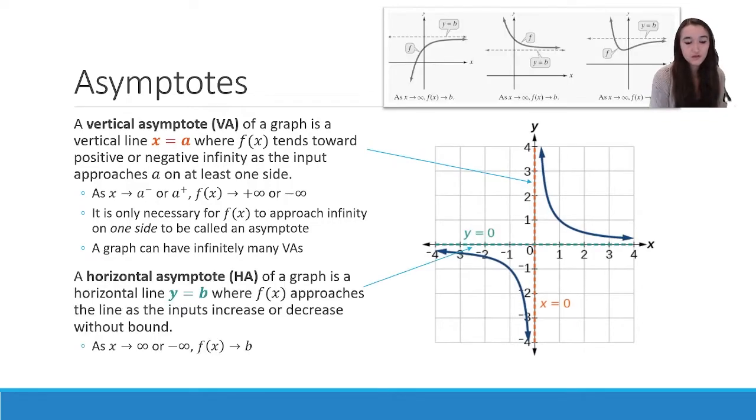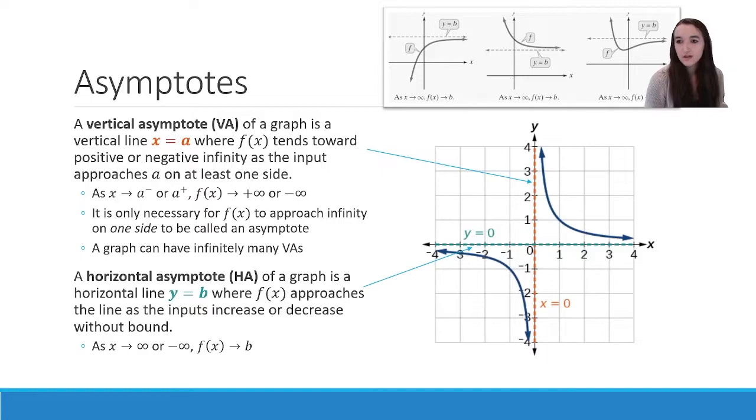Now the flip side of that is called the horizontal asymptote, or abbreviated to HA. And this occurs at the line y equals b, where f of x approaches the line as the input increases or decreases without bound. So remember this word without bound. Anytime you see without bound, we're talking about going towards infinity. So if we are taking x towards positive infinity or towards negative infinity, what is happening?